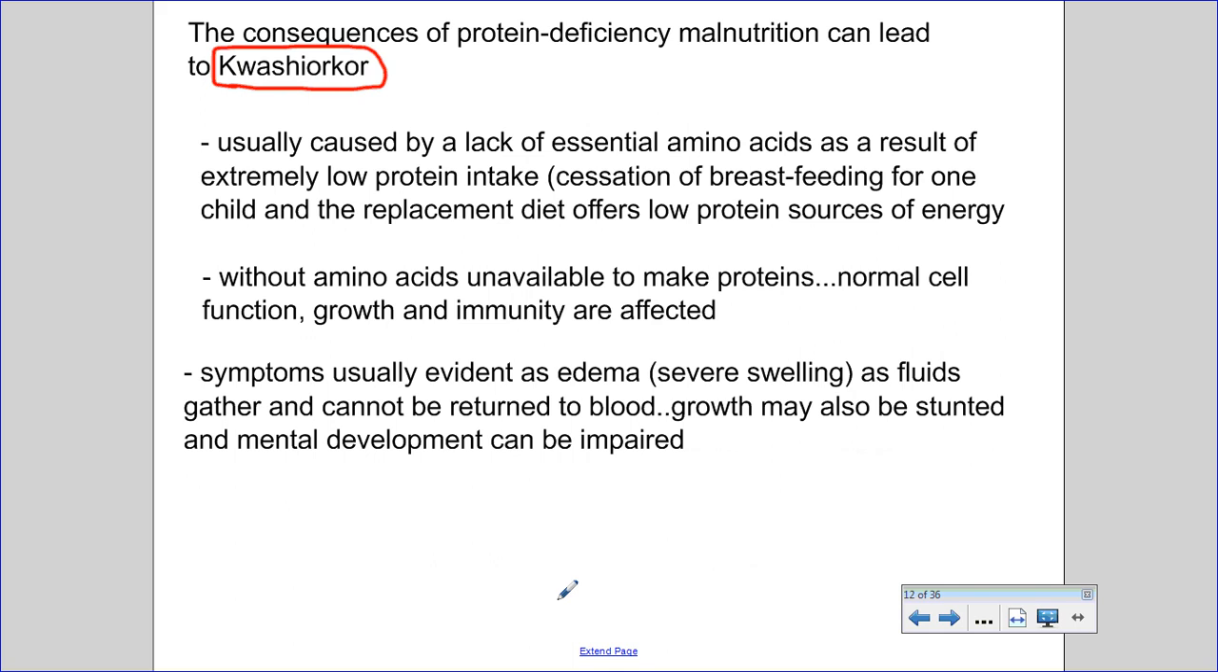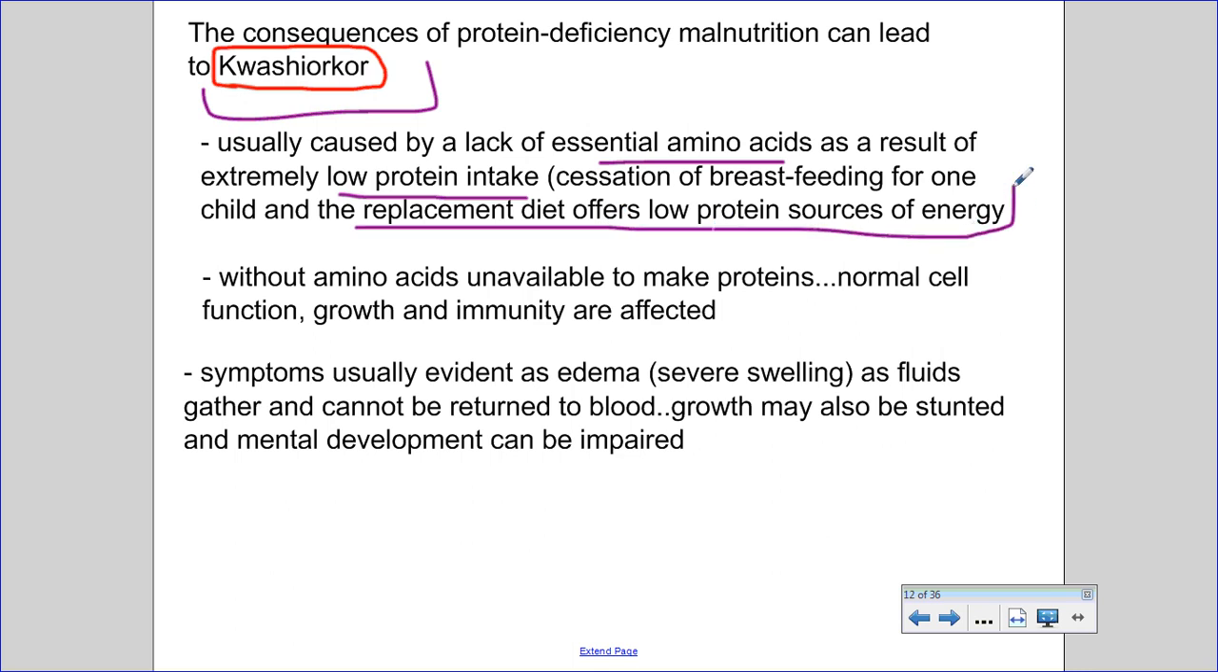So protein in our diet is very important. A deficiency in protein can lead to several conditions. So one of the consequences of protein deficiency, malnutrition, can lead to a condition referred to as kwashiorkor, which is usually caused by a lack of essential amino acids as a result of extremely low protein intake. So this is basically like the cessation of breastfeeding for one child, and the replacement of diet that offers low protein as a source of energy.